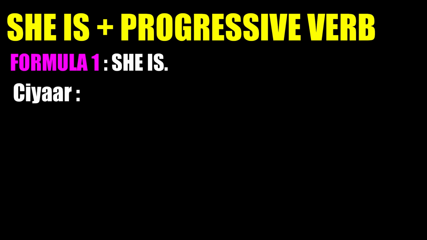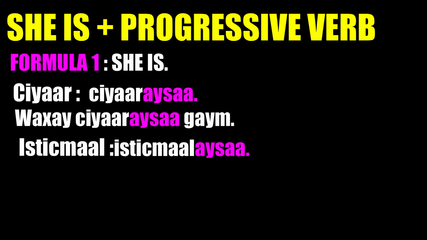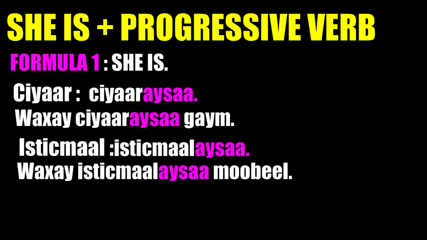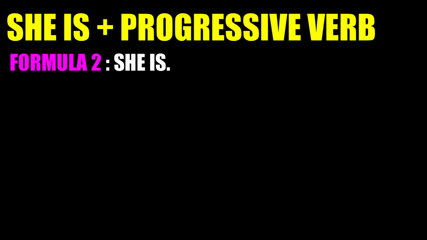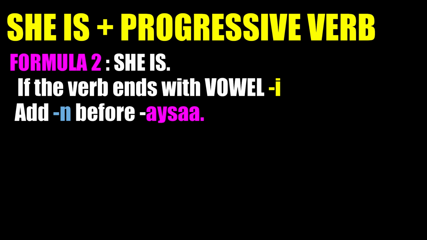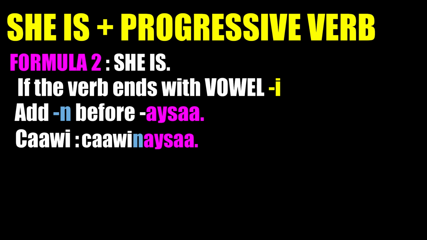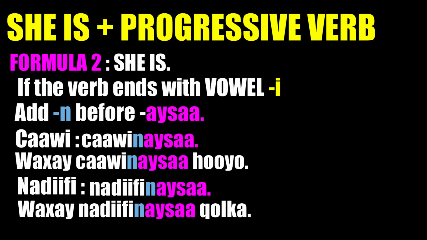For instance, ciyaar ciyaaraysaa, waxay ciyaaraysaa game. She's playing a game. Isticmaal isticmaalaysaa, waxay isticmaalaysaa mobile. She's using a mobile. Qor qoraysaa, waxay qoraysaa book. She's writing a book. Formula or rule 2 is the same as the way we learned before. So now the verb ends with vowel I. We need to add na before we add a sa. For instance, caawi caawinaysaa, waxay caawinaysaa hooyo. She's helping mom. Nadiifi nadiifinaysaa, waxay nadiifinaysaa qolka.